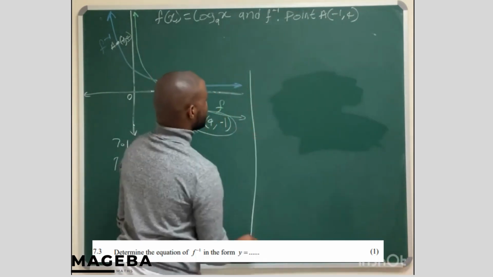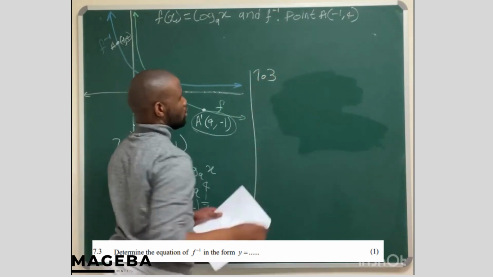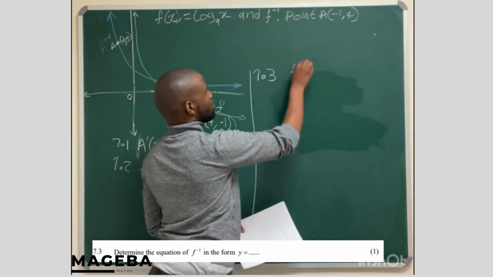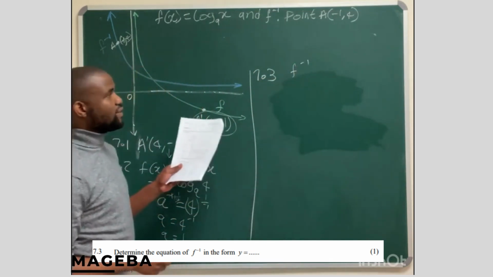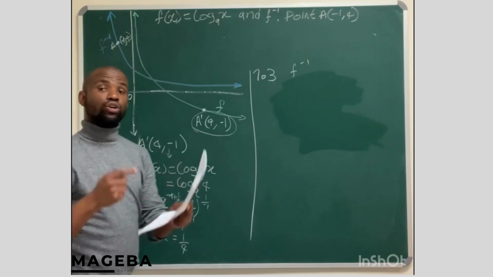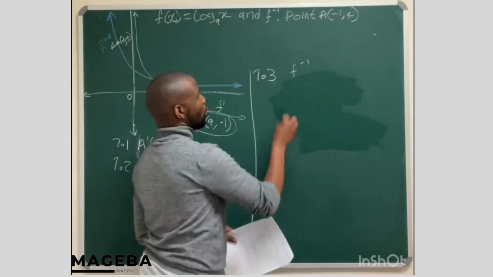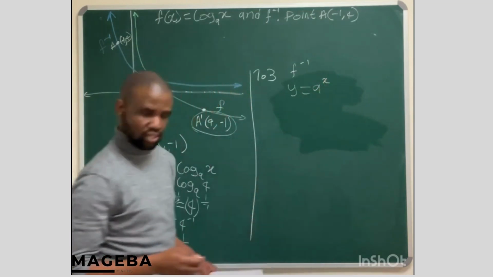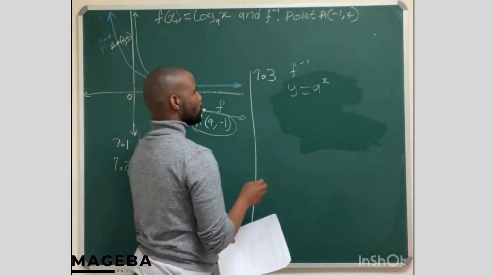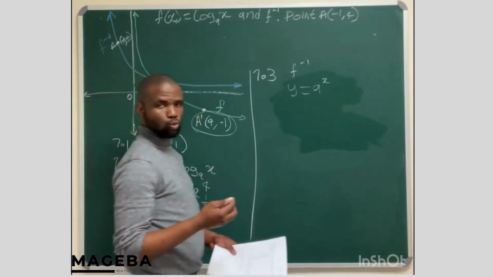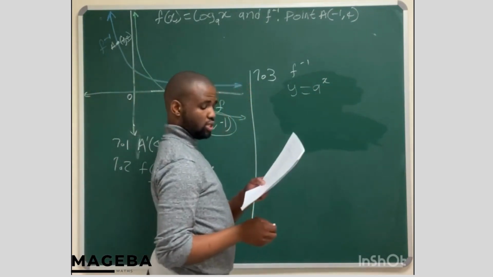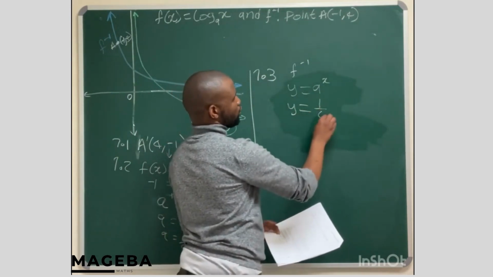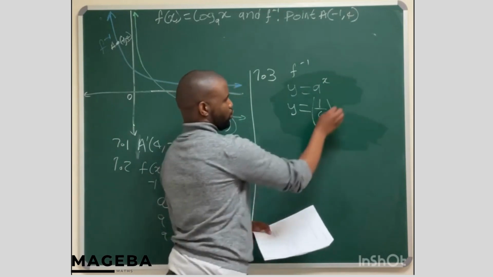7.3. Now 7.3, we are saying determine the equation of f inverse. Now remember the f inverse now is going to be the original graph that you are used to, when it's y is equal to a to the power of x. That's the inverse that you are looking for. So now we already have a. So a was 1 over 4. So the function that you are looking for here is just y is equal to, we do have a which is 1 over 4, to the power of x.